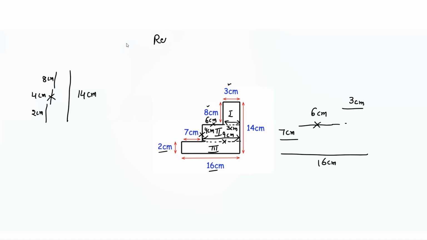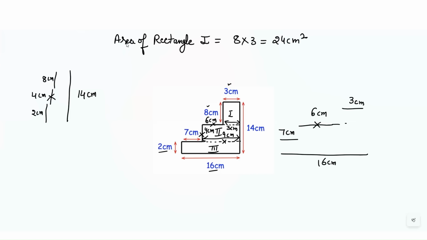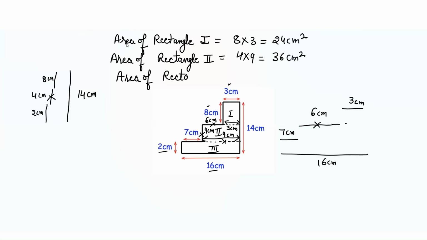So we will write down here area of rectangle 1 is equal to 8 into 3, 24 centimeters square. Area of rectangle 2 is equal to 4 into 9, 36 centimeters square. Area of rectangle 3 is equal to 2 into 16, which is equal to 32 centimeters square.